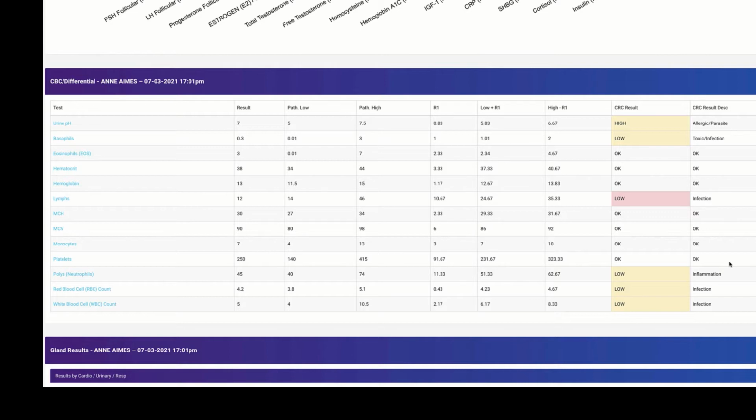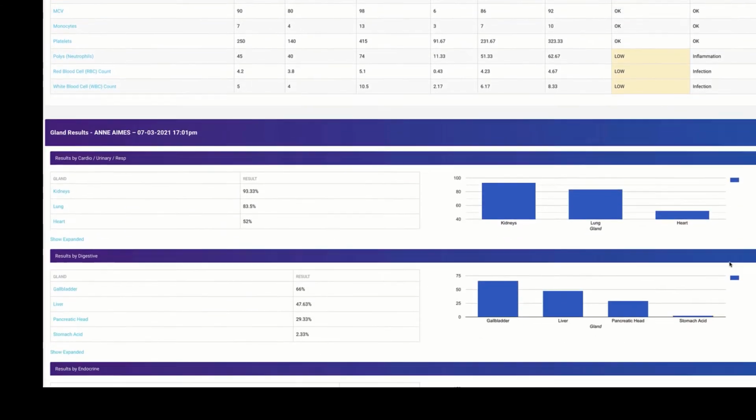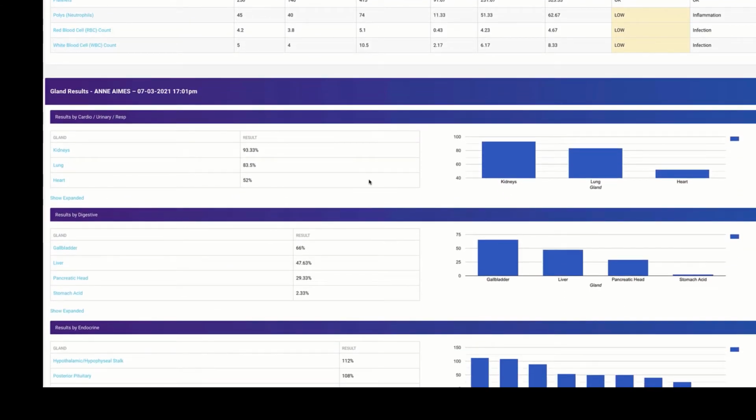So this patient's on the verge of having a lot of health problems, if not already. As we scan down, now we're going to look at all the different tests and see from a glandular perspective what organs and glands are not functioning properly. Now when we look, anything above or below 40% is considered a problem.